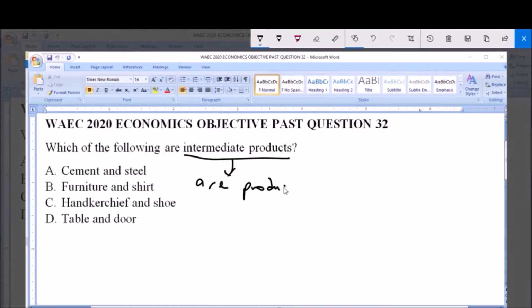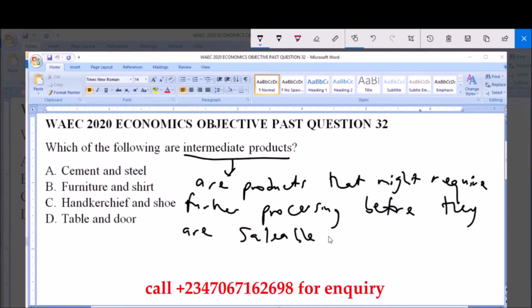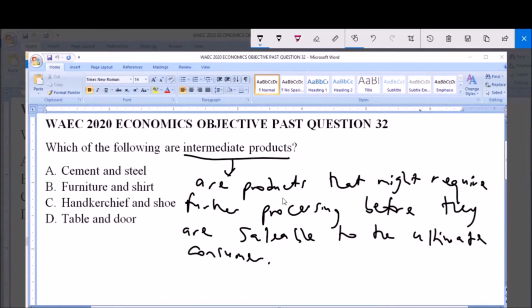are products that might require further processing before they are sellable to the ultimate consumer. So intermediate products are basically just products that may require one or more forms of processing, further processing, before they will be useful or sold to the ultimate consumer.